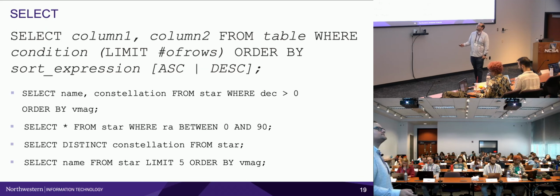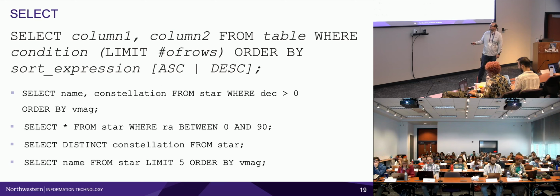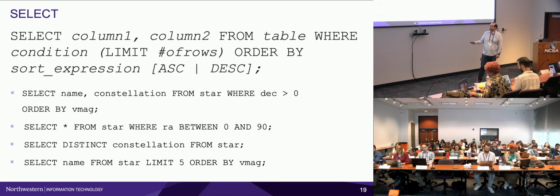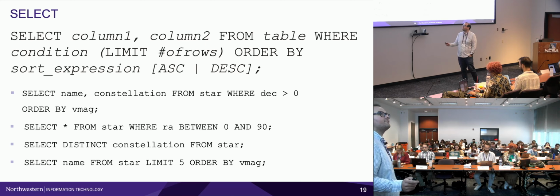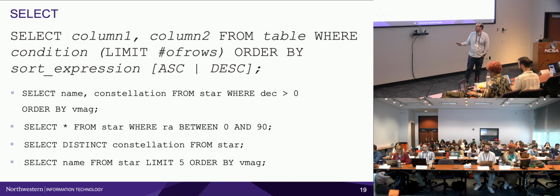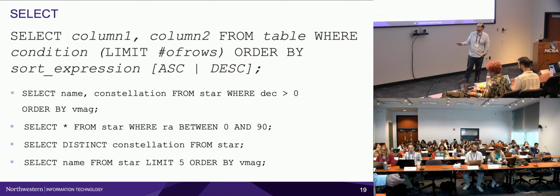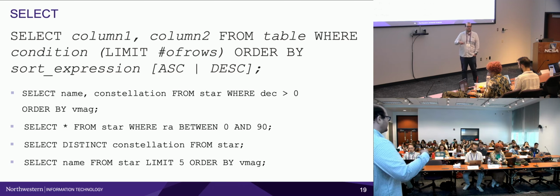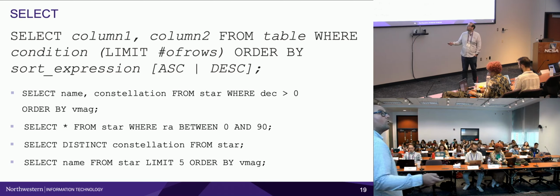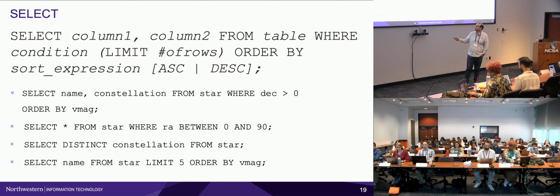Okay, so the select statement allows you to select particular columns from a given table with some sort of filtering, some sort of conditional statement. And the most important thing you'll notice is I have a conditional selection on a column, dec, that is not one of the columns that I am returning. So you can order by columns and query on column data and not actually return the values of those columns.